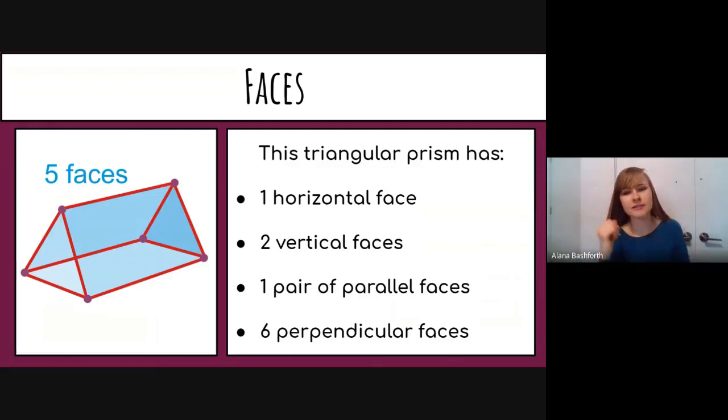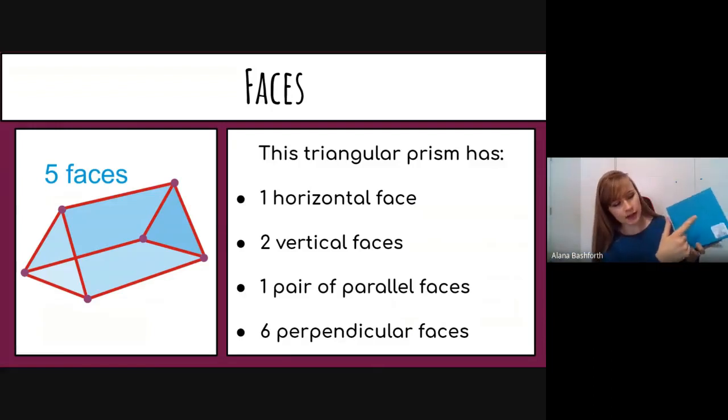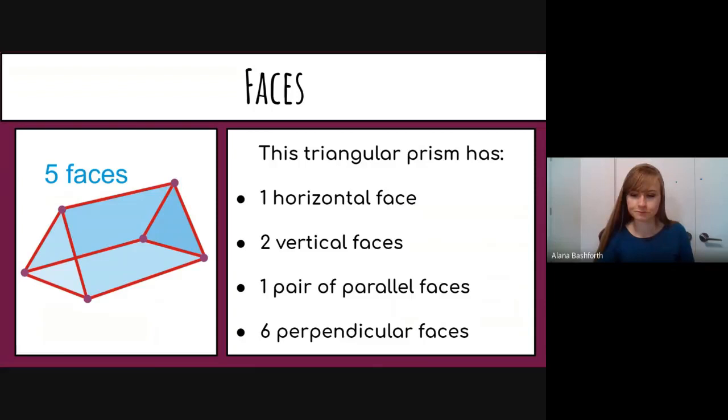Again, that's the two triangles, and then six perpendicular faces. Every time a rectangle meets a triangle, that is perpendicular. So like here to here, pretend this is a triangle and that's a rectangle. This part right here is perpendicular because it makes a perfect right angle.